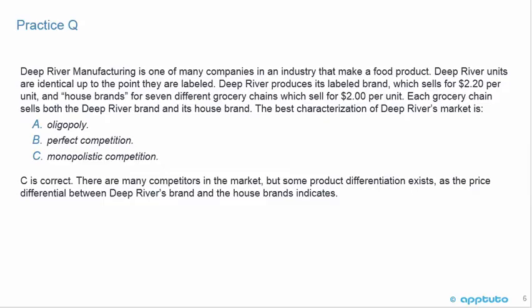So that was a nice question to end on. C is correct. There are many competitors in the market, but some product differentiation exists, as the price differential between Deep River's brand and the house brand indicates. And that's the last slide for this LOS.